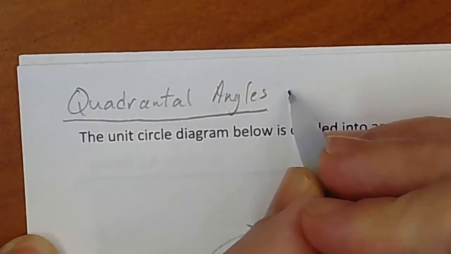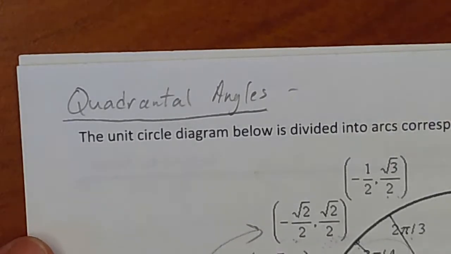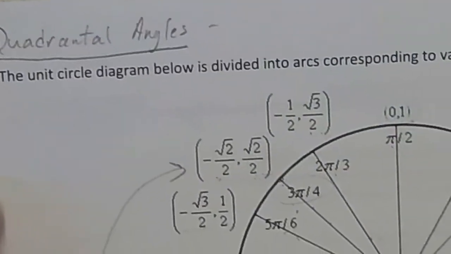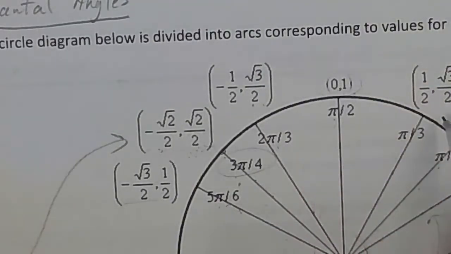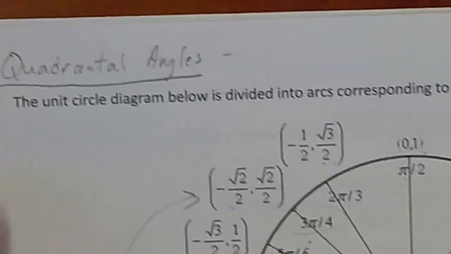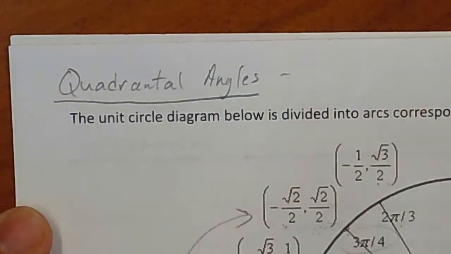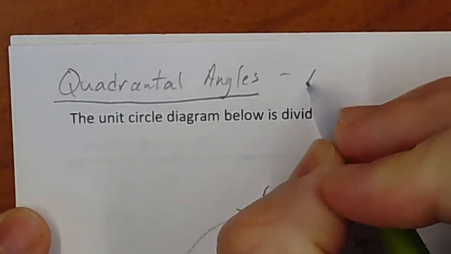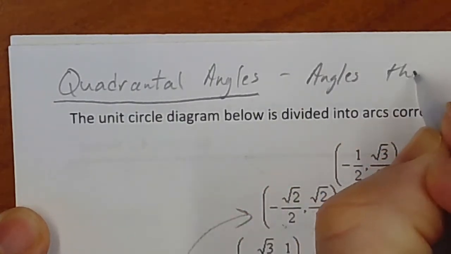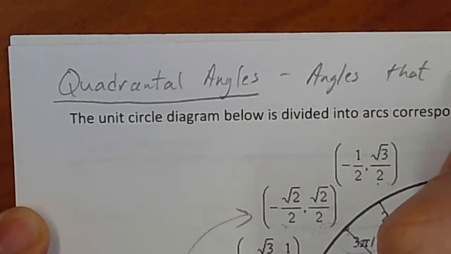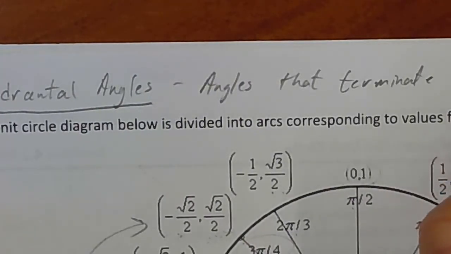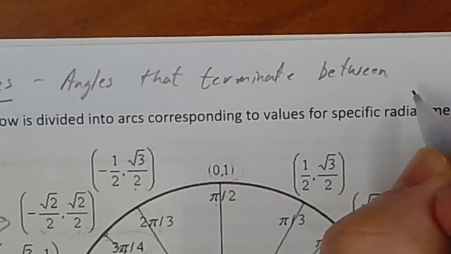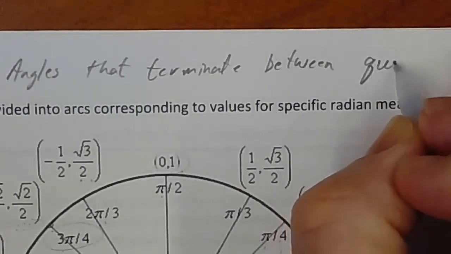What's a quadrantal angle? 90 degrees is an example of a quadrantal angle. Any angle whose terminal side falls in between quadrants. I can't name 90 degrees as being in one or two, it's between one and two. So quadrantal angles are angles that fall in between quadrants. So angles that terminate between quadrants.